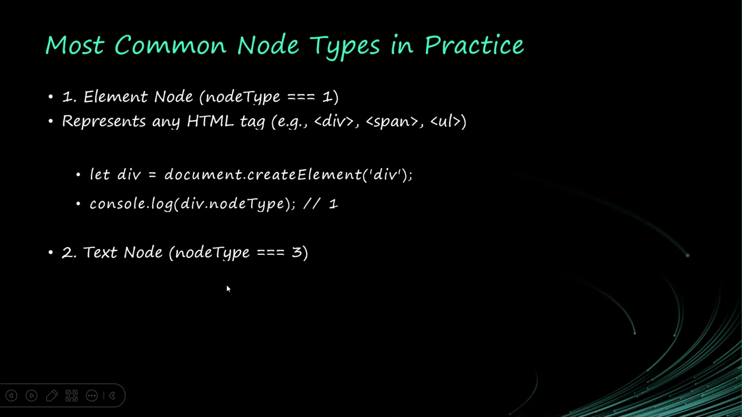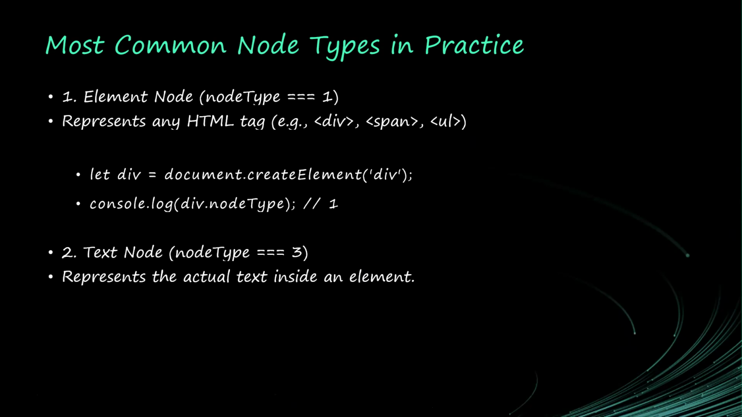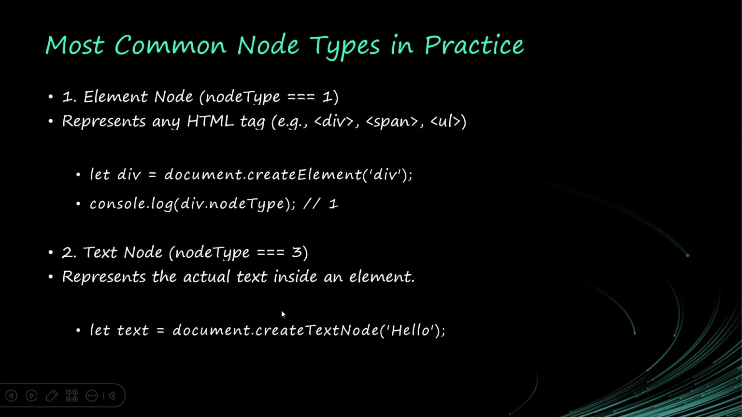All right. So we also have the text node. Don't worry, we are going to discuss these things in later sessions and explain them in detail. We have another node type called the text node. Now, this text node, the node type is 3, and this represents any actual text inside an element. Any text that you have written inside an element is called a text node, and the node type is equal to 3.